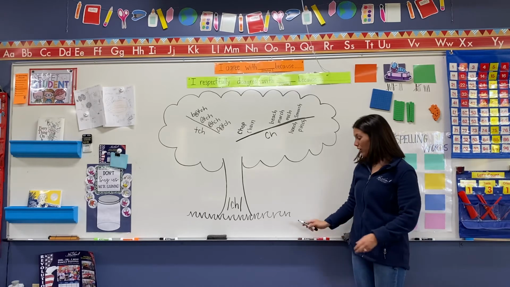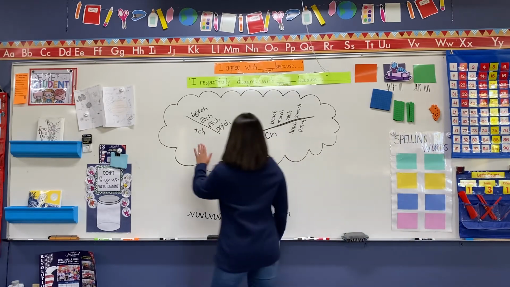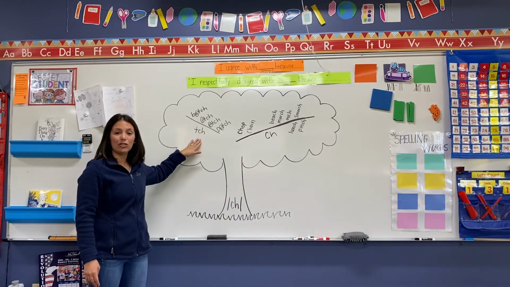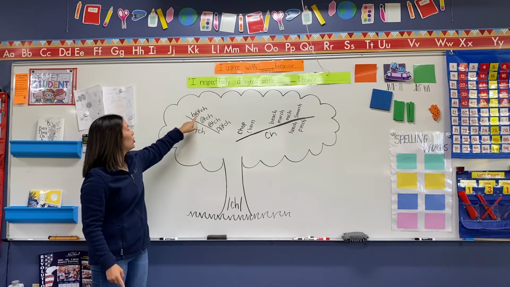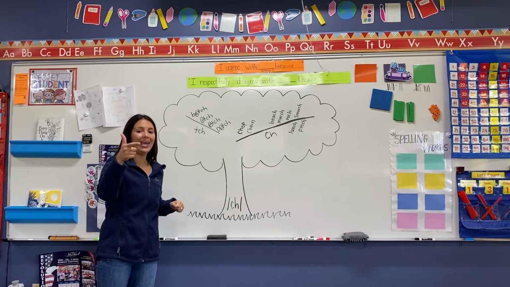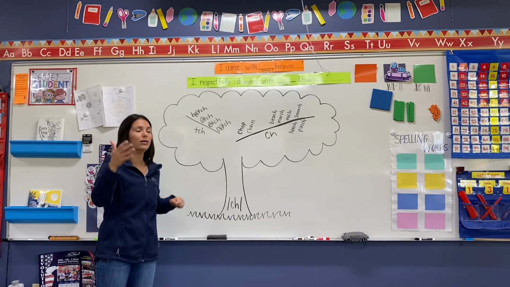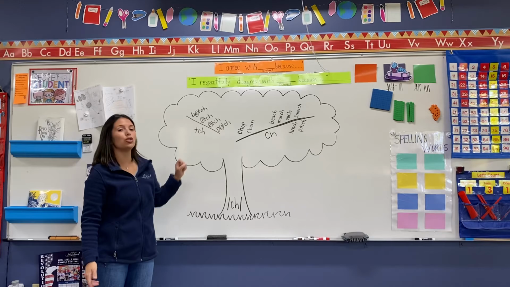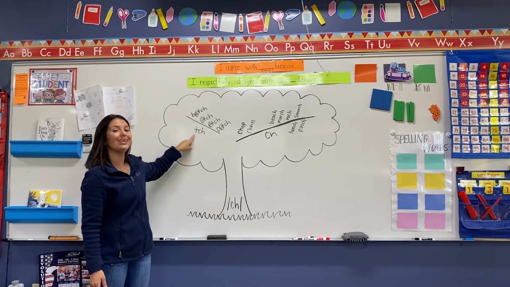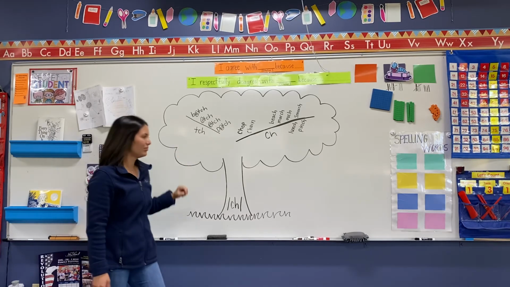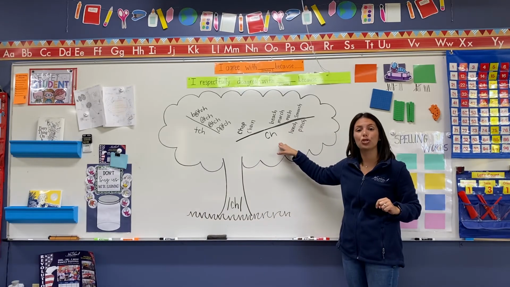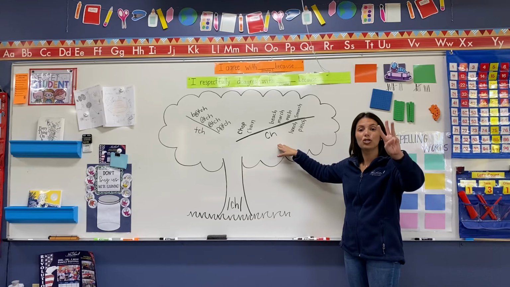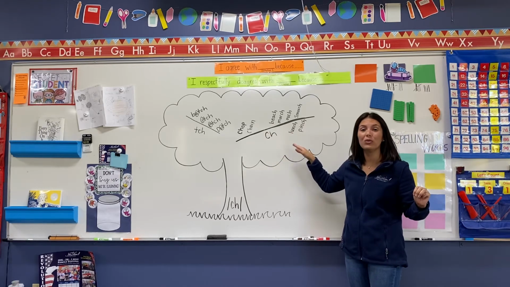So let's review really quickly. When do we use a TCH? We use TCH for the sound ch after a short vowel, a, e, i. Every time you hear a short vowel, it's going to be TCH. When do we use the CH for the sound ch? We use the CH most commonly, and there are 3 different rules for when we use it, okay?